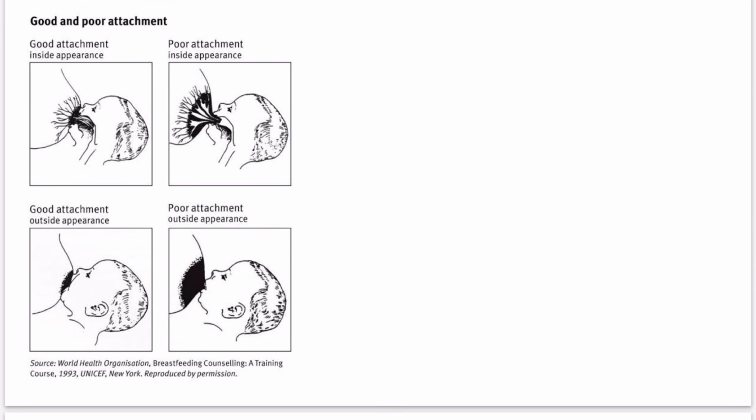Firstly, in breastfeeding, it's important that you identify what is good attachment, what is poor attachment. So what are the signs of good attachment? The child's mouth, firstly, the latching position. Mouth should be wide open, lower lip should be everted, right? Child's nose should be free, chin should be touching the breast. This is the ideal, good latching position, right?